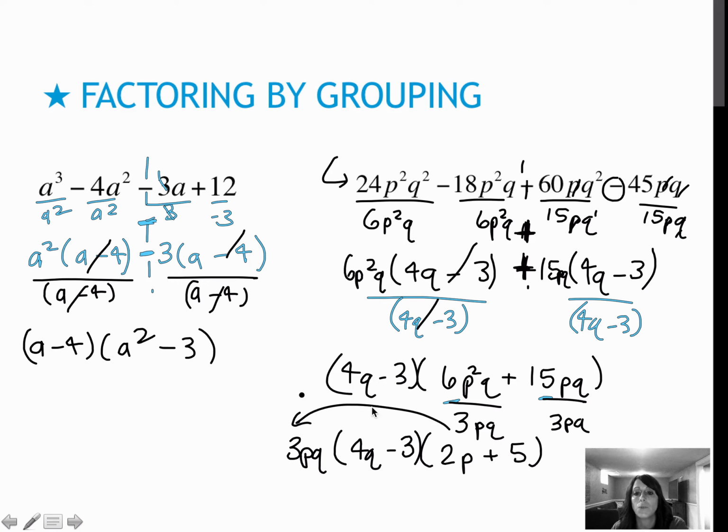So again, I could have avoided this situation at the end if I would have started by taking a GCF out of everything at the beginning, because everything in the beginning was divisible by this 3pq.